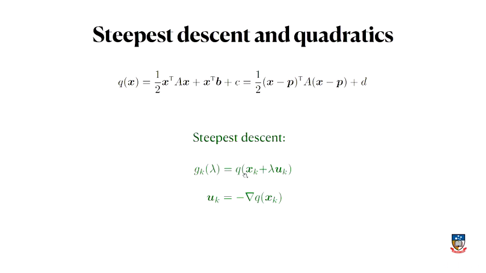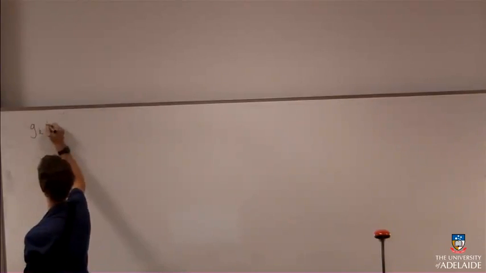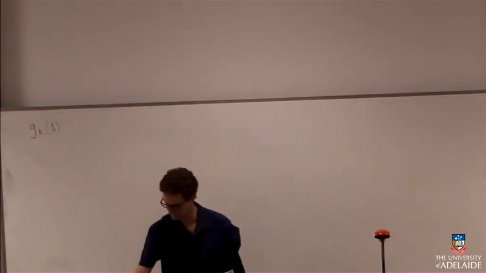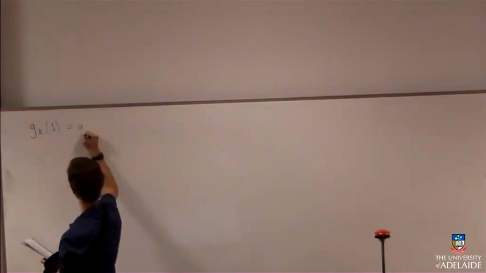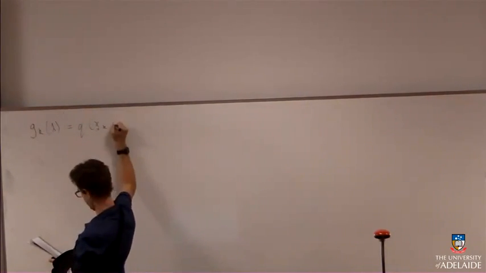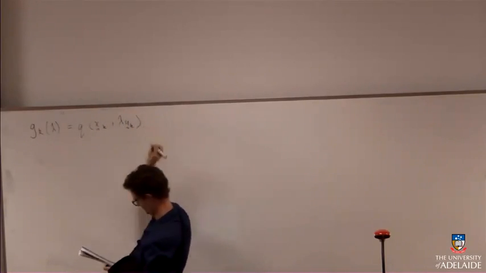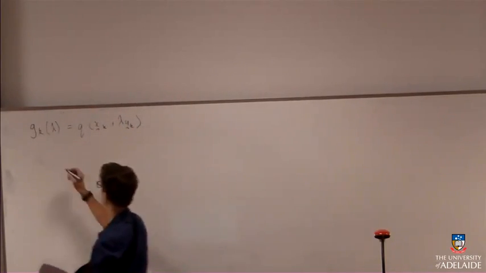So you plug in xk plus lambda uk, and what's my descent direction? uk is the negative gradient of the function. So what we want to do here is write out what steepest descent actually looks like on a quadratic function. So what we're going to do is gk as a function of lambda is going to be this quadratic function of xk plus lambda uk.